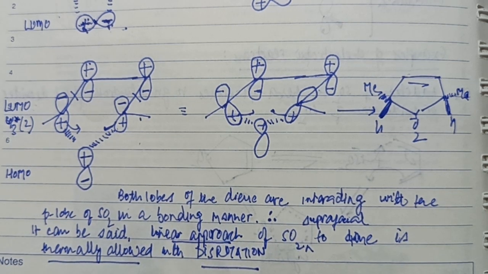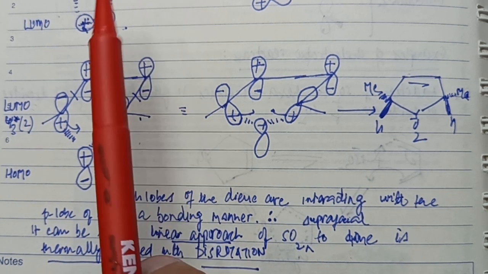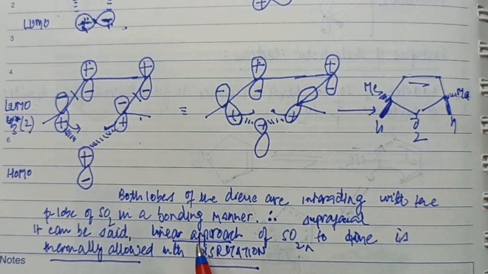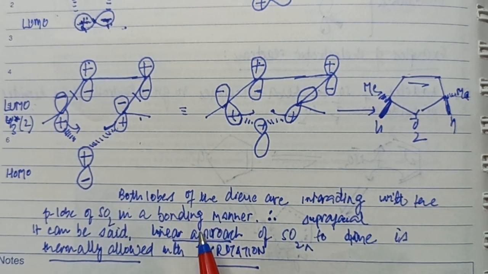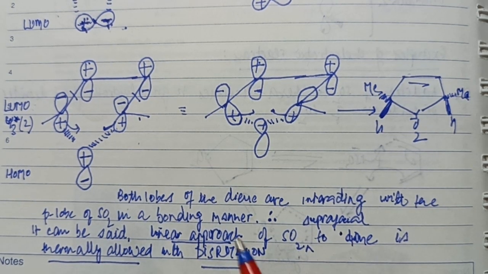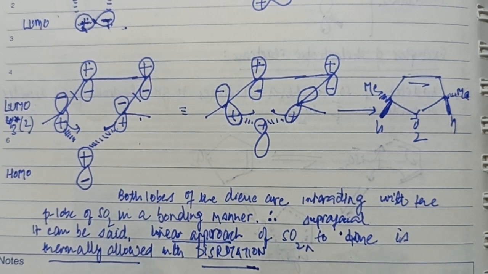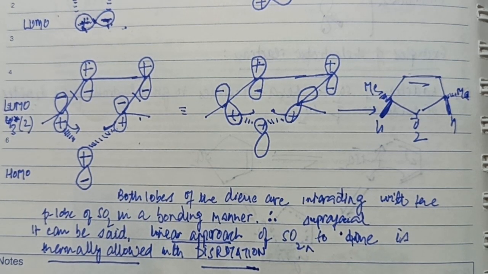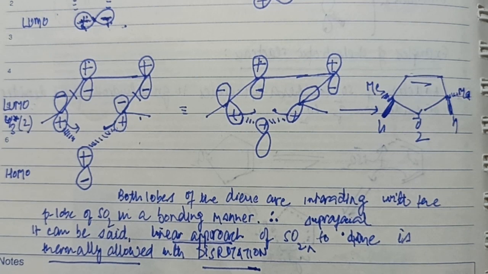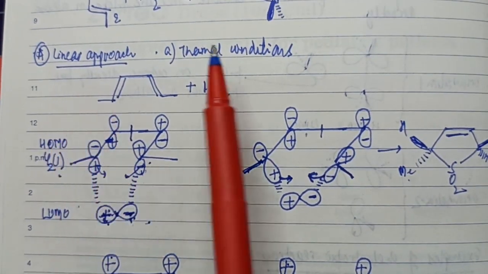So I've talked about 4 variables here. We've already discussed the thermal conditions. Under thermal conditions, we are talking about the linear approach, fine, linear approach. Then the reactions are suprafacial in nature because the same face of the diene is adding, and finally this reaction is allowed, as we can see, with this rotation. So 4 variables decide the fate of a cheletropic reaction in a particular example. Okay, this we have discussed about the linear approach under thermal conditions.